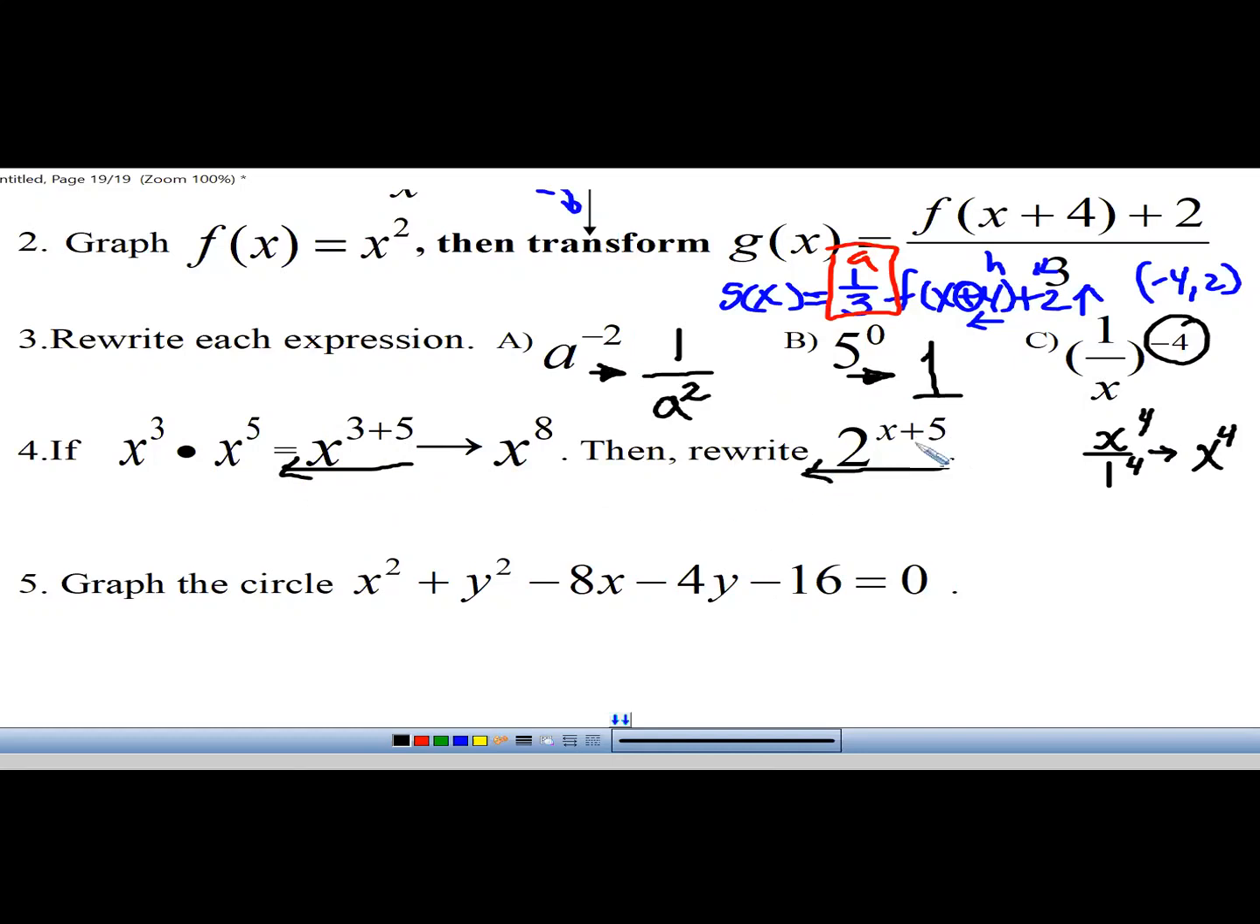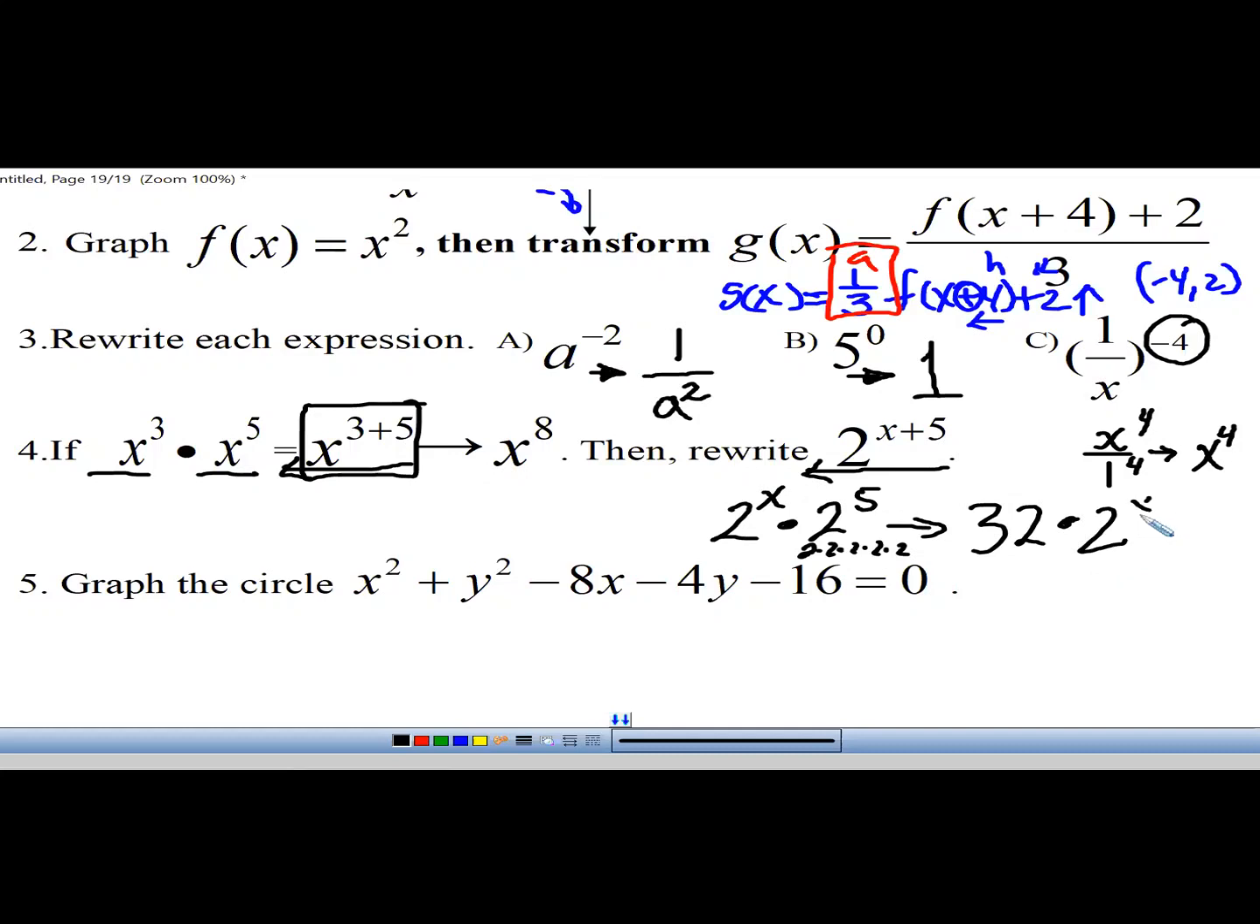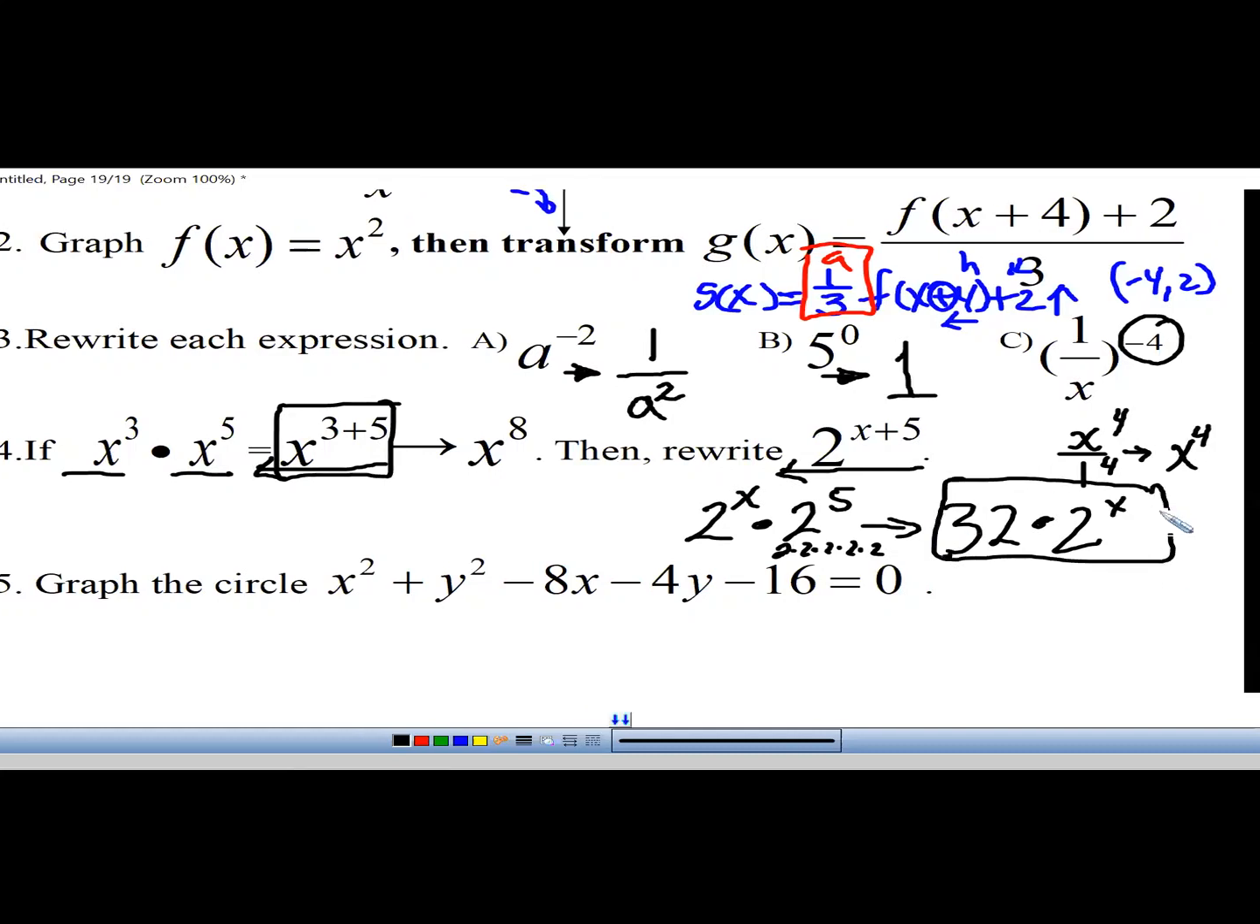Yes. So if it looks like that one, let me go backwards. What would it look like before it became 2 to the exponent of x plus 5? Oh, well, if x to the exponent of 3 plus 5 became x to the 3rd times x to the 5th, that means this one becomes 2 to the x exponent times 2 to the 5th exponent. All right, so let me simplify that. 2 to the 5th, we can do that. 2 times 2 times 2 times 2 times 2, which is 32, times what is left over here, 2 to the x. There it is.